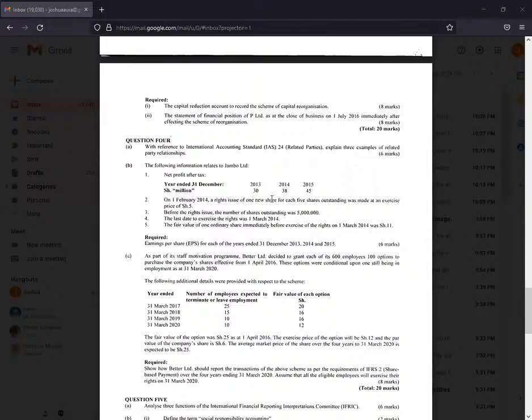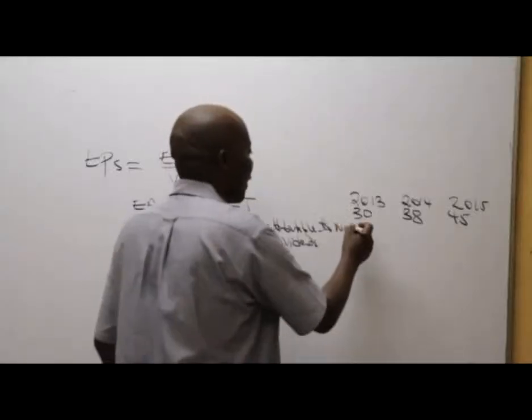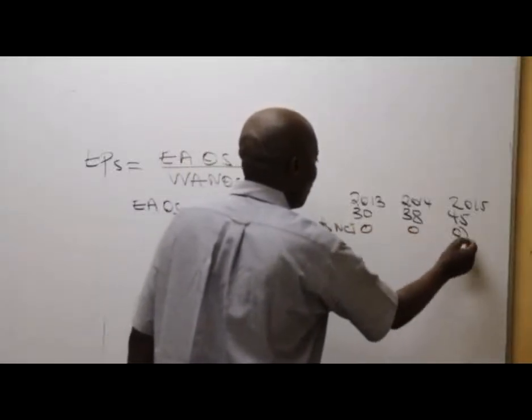Aki hawaniongeleshi. Do we have non-controlling interest here? Hakuna, si ni kweli? Hakuna. So hapo kwa non-controlling interest, unakuja straight away. These are low-hanging fruits. Unaweka 0, 0, 0, like that.